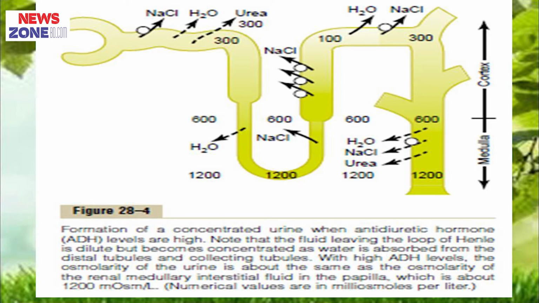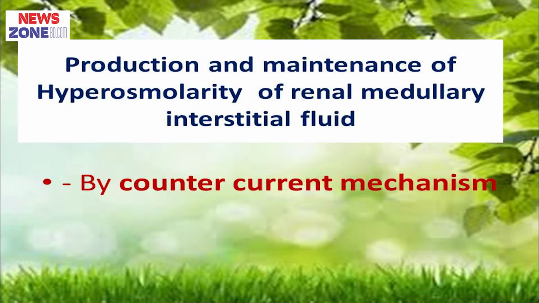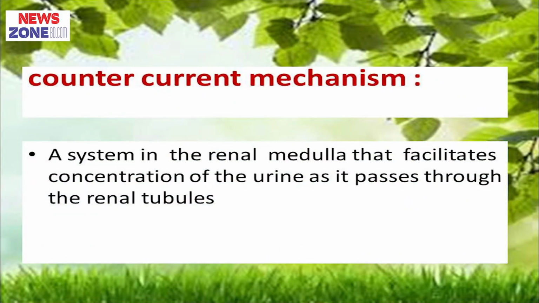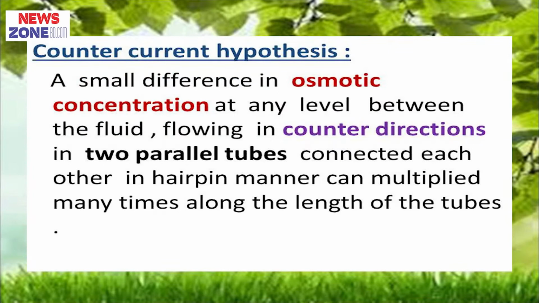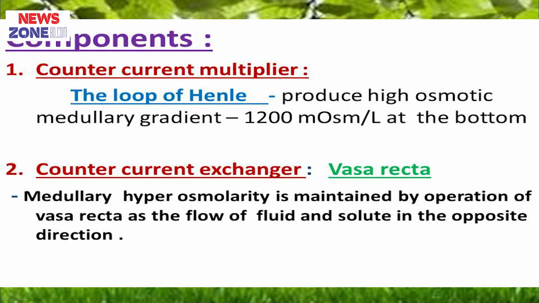First of all, you should know what the countercurrent mechanism is. There is a hypothesis, and you have to memorize this. A small difference of osmotic concentration at any level between the fluid flowing in counter direction in two parallel tubes connected with each other in a hairpin manner can be multiplied many times along the length of the tube. That means the tube is U-shaped. The countercurrent mechanism applies in this case because the loop of Henle is U-shaped, and the vasa recta, that is the peritubular capillary, is also U-shaped.